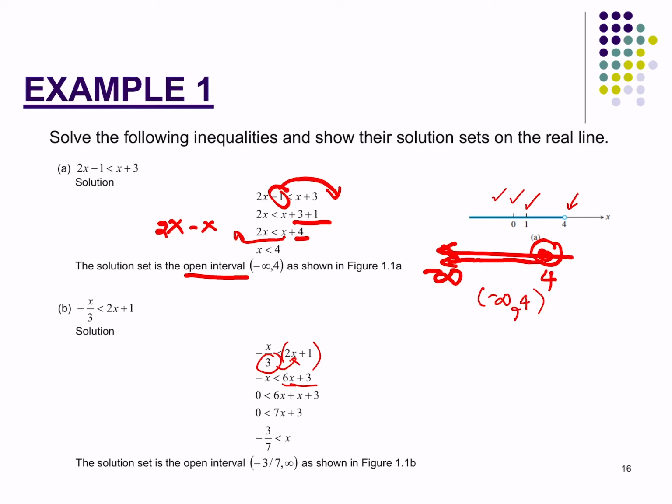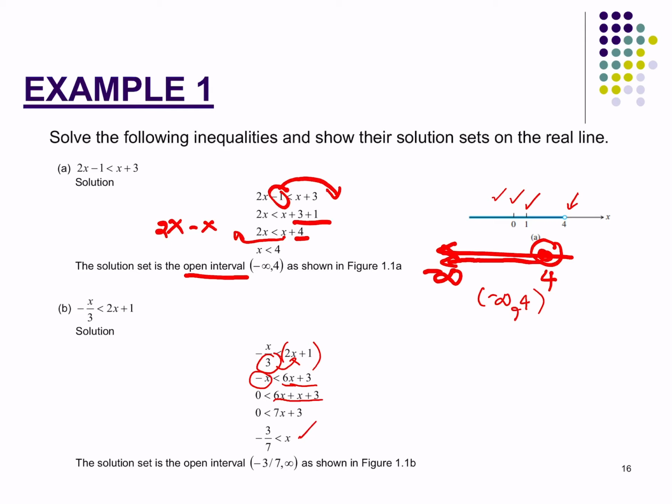And next, if you want to move minus x to the right side of the equation, on the left side you will be left with 0, and that 0 is less than 6x plus x, since this x is moved to the other side, and then plus 3 remains the same. And 6x plus 1x becomes 7x plus 3. So we want to look for the value of x.